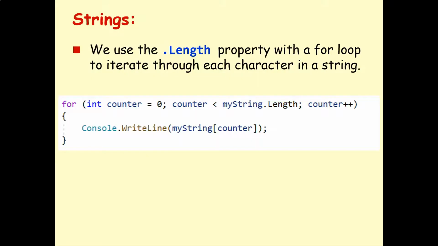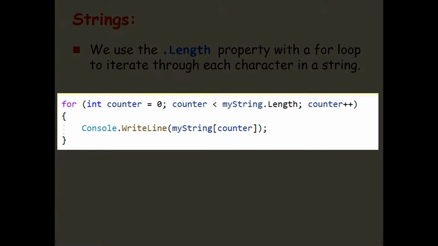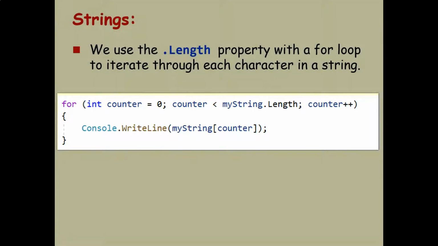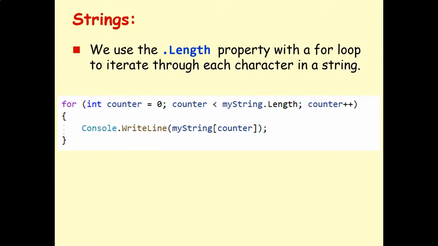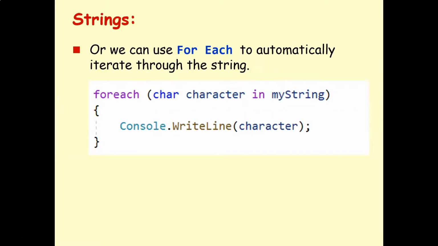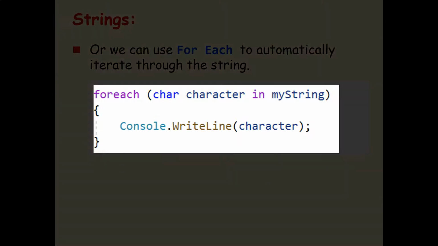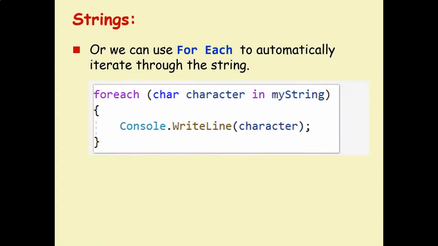We can use the .length property with a for loop to iterate through each character in a string. So here in the for loop, we are going to go through each single character in the string and print out each character individually, and we can do that easily using the .length feature. You can also use foreach to automatically iterate through a string. For each character in my string, Console.WriteLine character, does the same thing as the previous example.